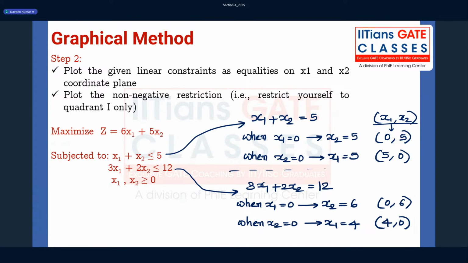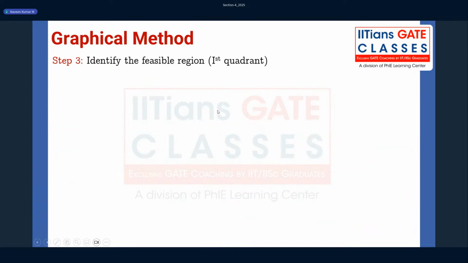Now with these, I will go to the plane. I'll draw two axes, x1 and x2, and then plot all four points: 0 comma 5, 5 comma 0, 0 comma 6, and 4 comma 0. These two will give you one line, and these two will give you one line. So you're trying to plot this line and this line. Let's plot that. So, plotting the feasible region in the first quadrant. That is what we are going to do. There is another difference between feasible region and infeasible region. Forget about it for now, I'll tell you what that is. But before that, we are doing the step by step thing. Let's do that.